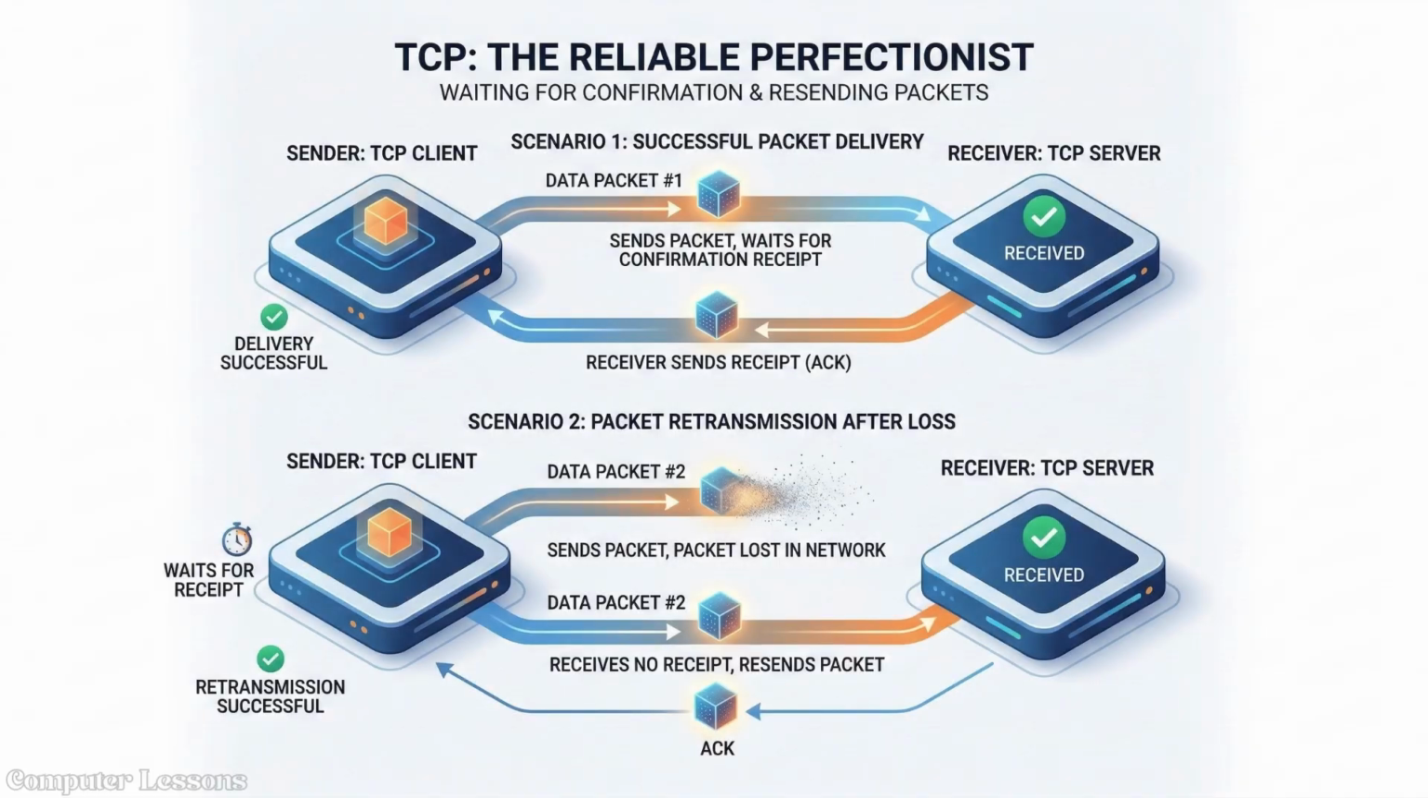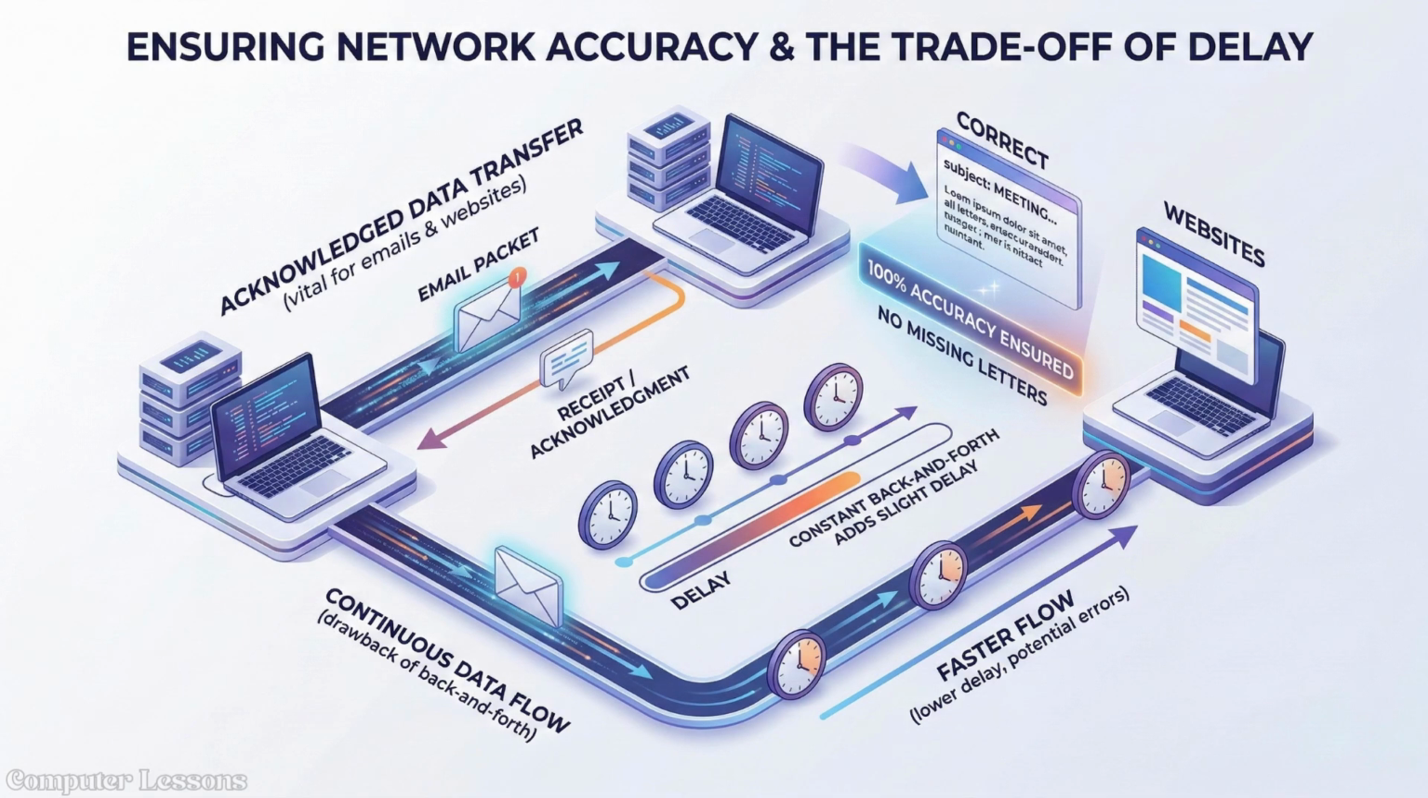TCP, the Transmission Control Protocol, is the reliable perfectionist. When it sends a packet, it waits for a confirmation receipt from the receiver. If it doesn't get a receipt, it resends the packet. This ensures 100% accuracy, which is vital for emails and websites. You wouldn't want an email to arrive with missing letters. However, this constant back-and-forth conversation creates a slight delay.